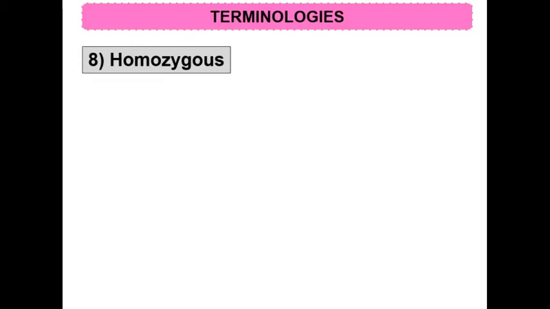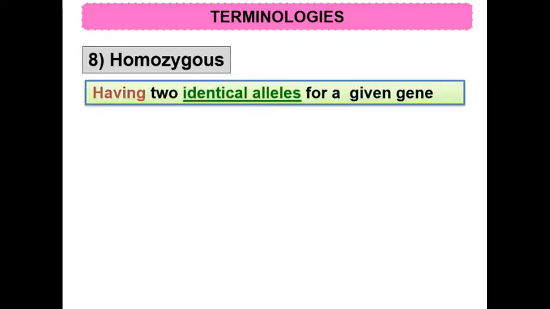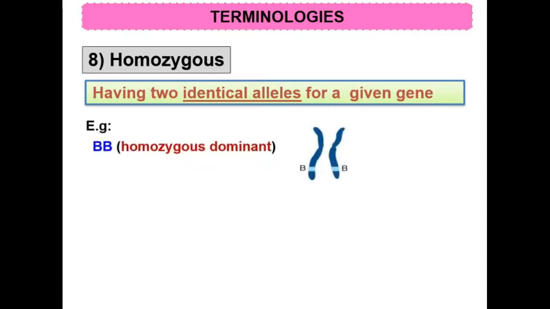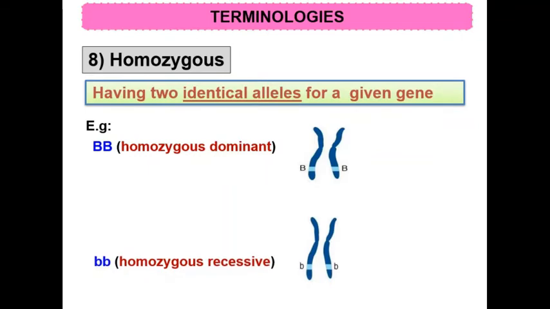Homozygous. Homozygous is when having two identical alleles for a given gene. Homozygous can be divided into two, homozygous dominant and homozygous recessive. For example, capital BB is homozygous dominant, while lowercase bb is homozygous recessive.